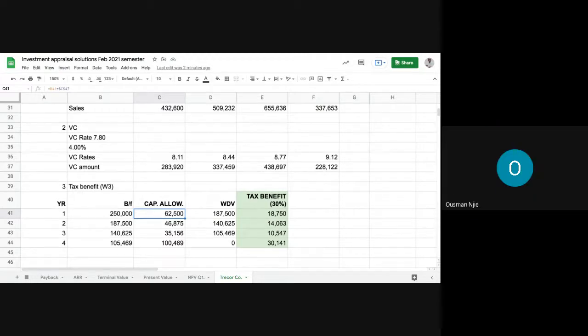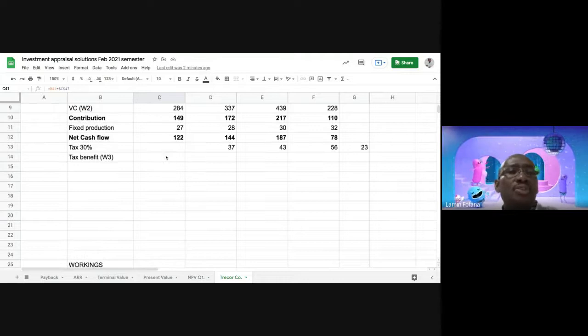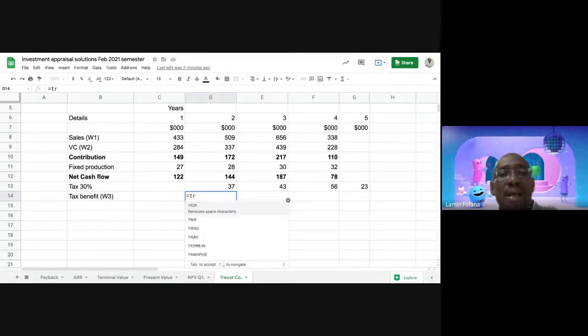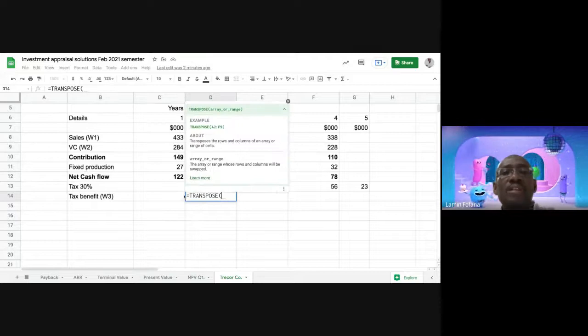Yes. Okay, excellent. So now let's go and do our tax benefits here. Just like we will pay our tax in arrears, we will gain our tax benefits also in arrears. So we're going to say equals. Let me see if I can use an automatic formula. I'll use the transpose.